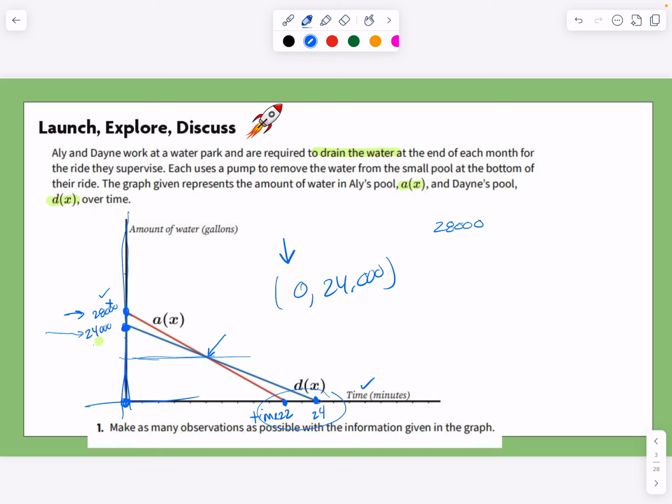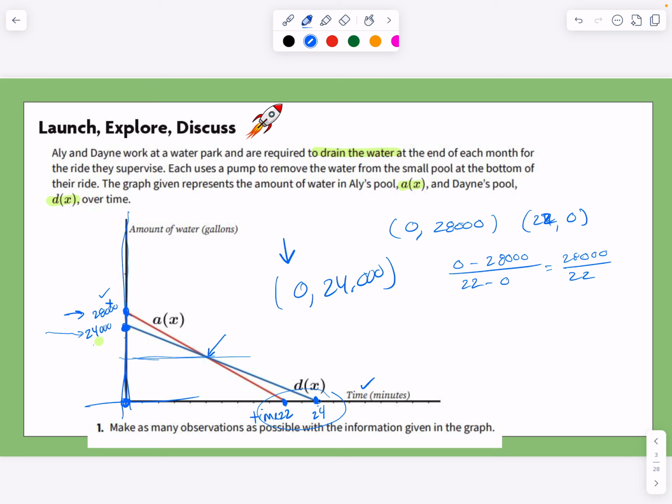We can see over here, we have a couple points. 0, 28,000, and we have a point here, which is 22, 0 for Allie. So to find a rate of change, I could take the values and subtract them there. 0 minus 28,000, and then 22 minus 0. So we end up with 28,000 over 22.